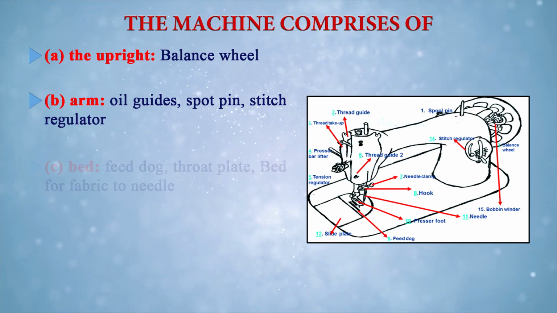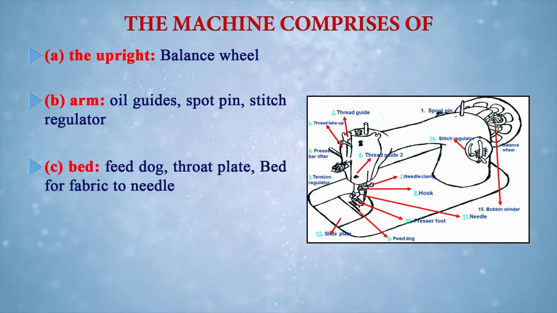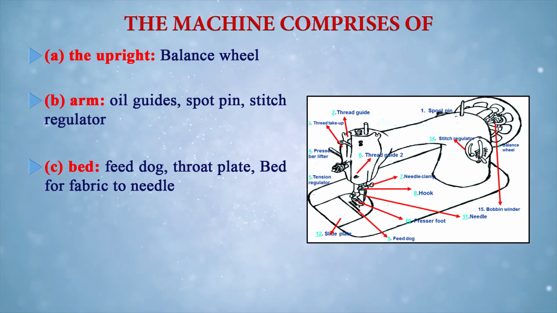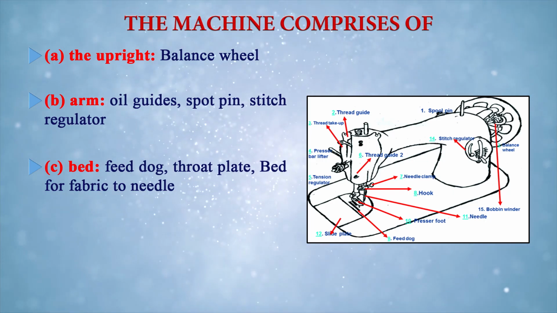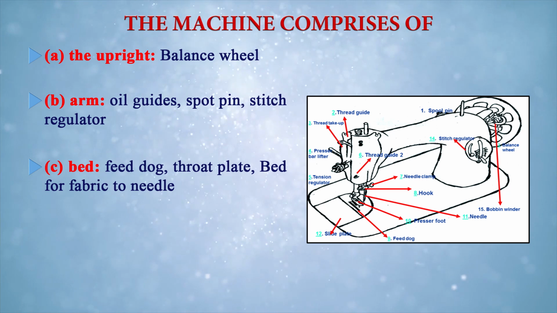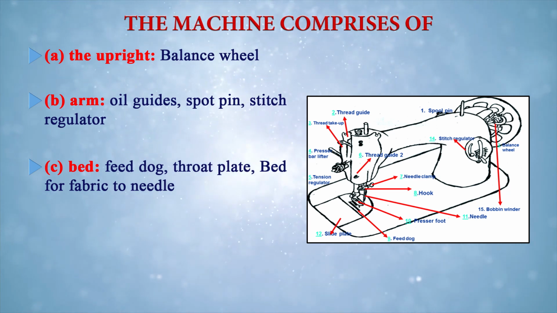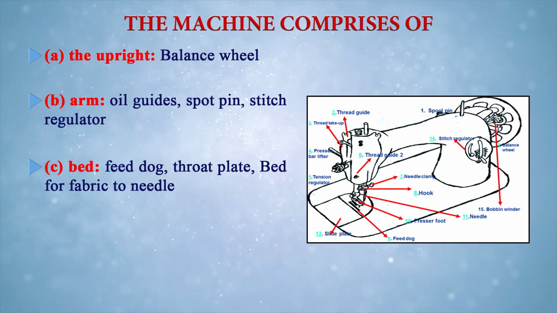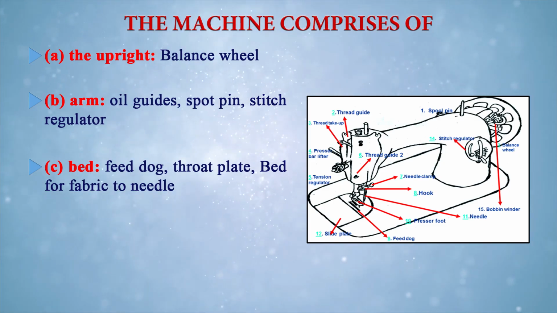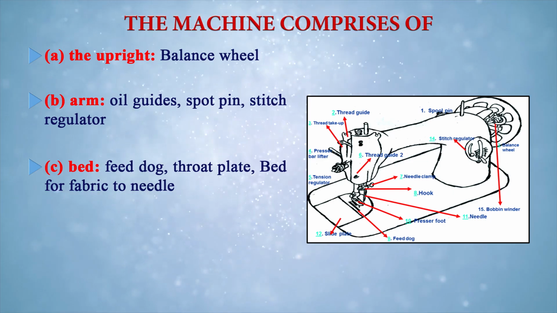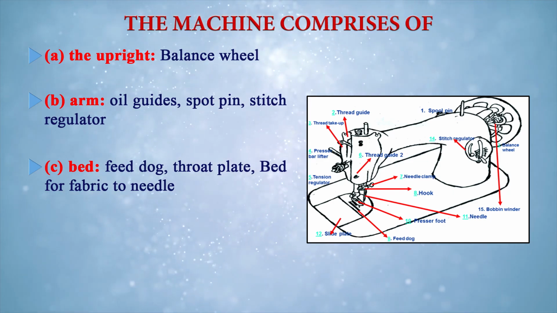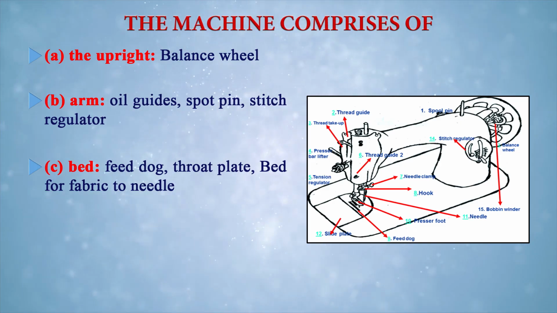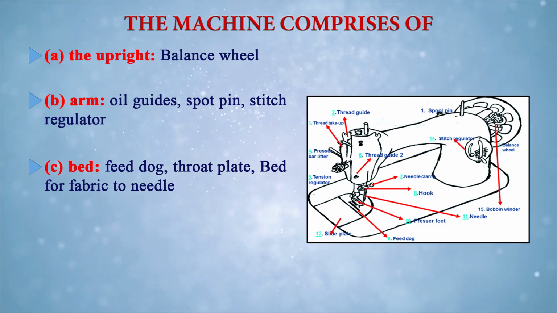Then we have the bed of the machine. We have the upright side, we have the arm, then we have the bed of the machine. In the picture you can see the bed part. We have the pressure foot, and where we put the needle, which is the lower part of the machine. We have the feed dog there, and the throat plate, the bed for the fabric to the needle. So this is called the bed part of the machine.